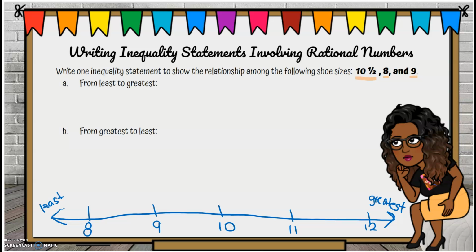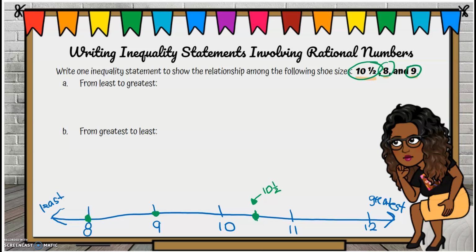And so I'm going to put my first dot. I'm going to label my dot at 10.5. 10.5 is between 10 and 11 because the half makes it half a unit greater than 10. So right about here is going to be 10.5. And then my next number, 8, I can just put that dot right on the number 8. And then my next number, 9, I'm going to put that dot right on the 9.